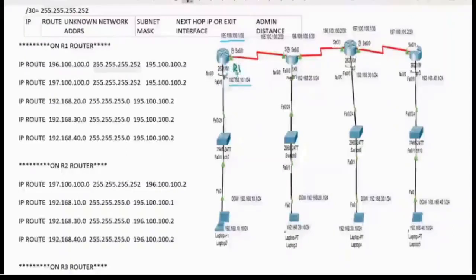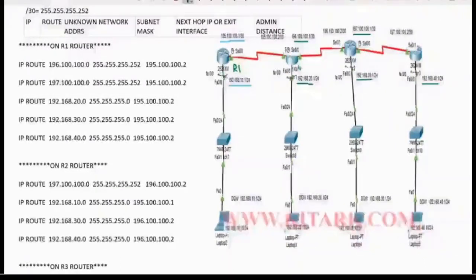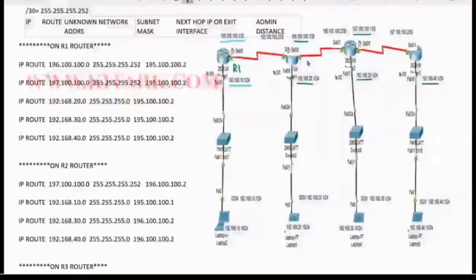But the other networks, when you move from left to right, you need to calculate what are the unknown networks. So the 196.100.100 network, the 197.100.100 network, the 192.168.20. network, the 192.168.30. network and the 192.168.40. network. All these 5 networks are unknown for the router R1. So you need to specify these 5 networks when configuring the static routing for router R1.